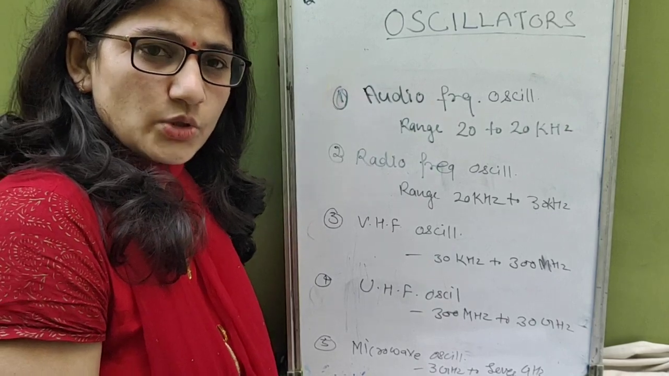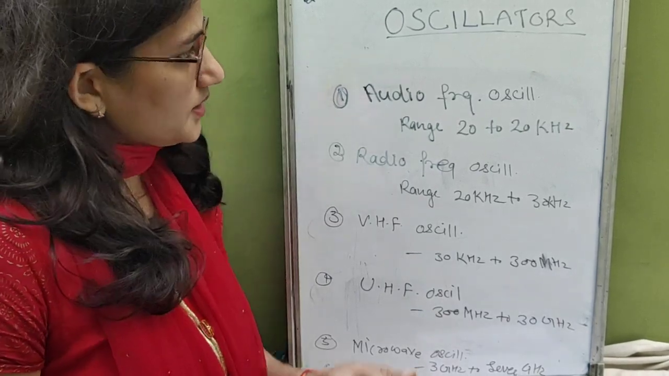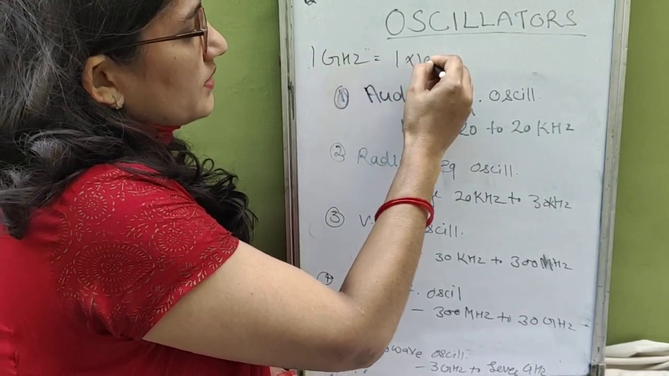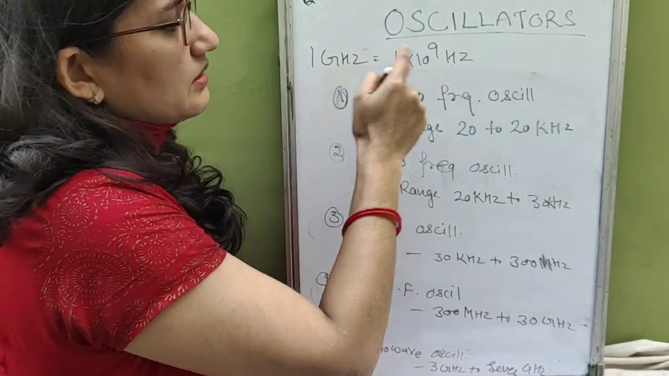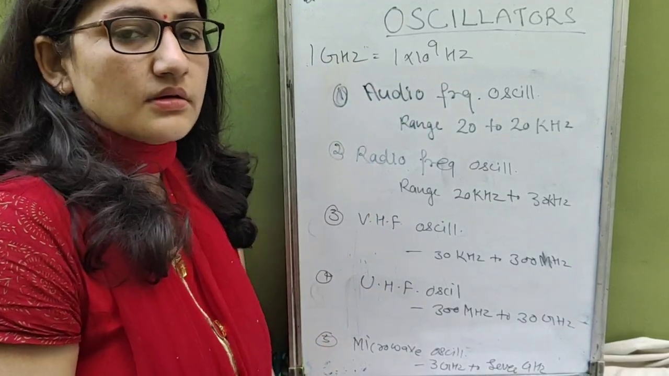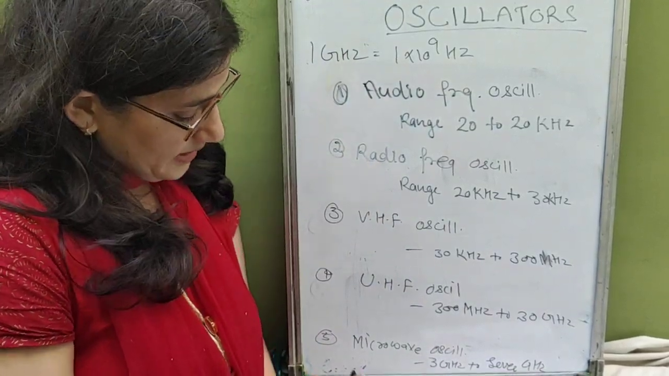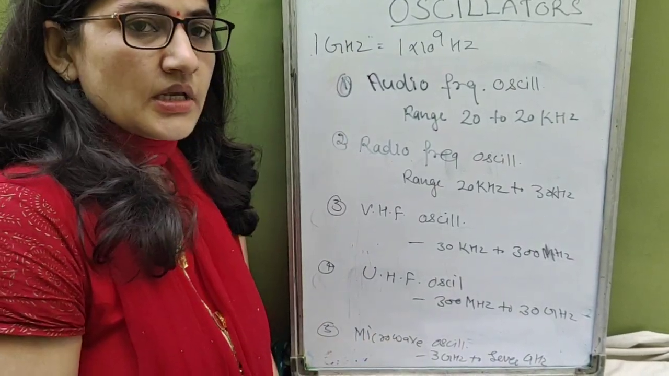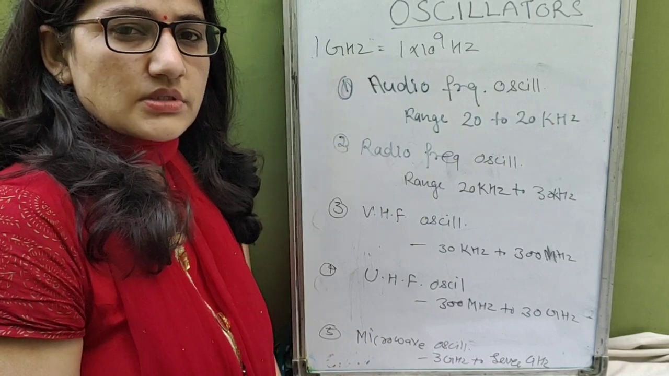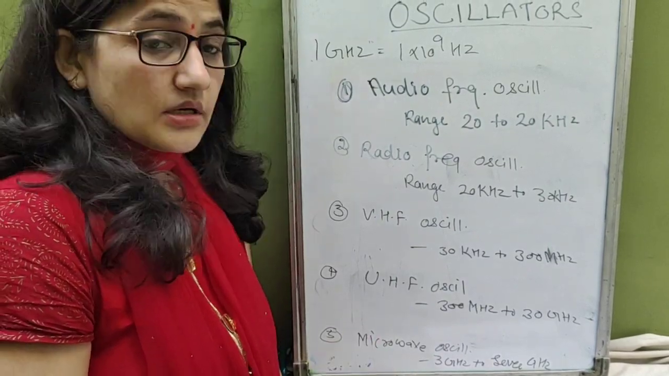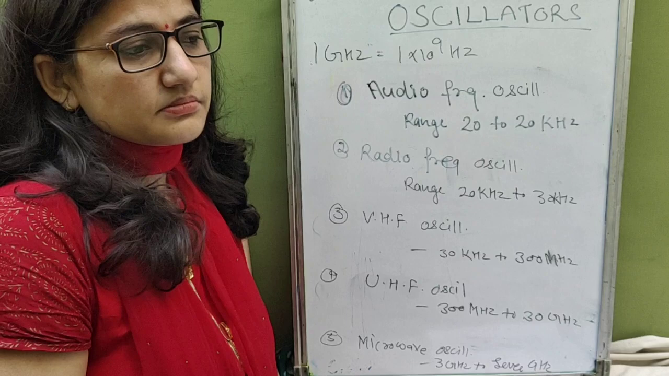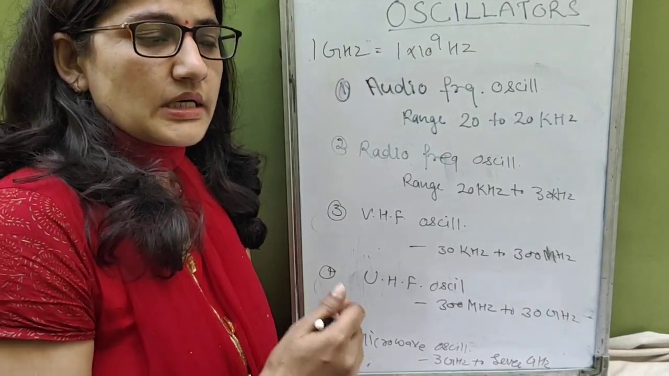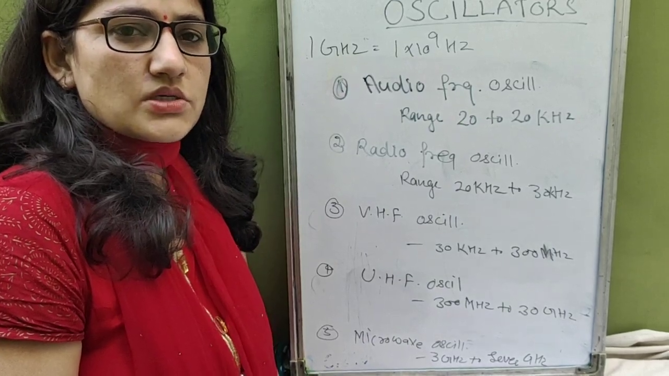You know what we mean by 1 gigahertz? 1 gigahertz is equal to 1 into 10 to the power 9 hertz. And our last category is microwave oscillators, which produce oscillation in the frequency range 3 gigahertz to several gigahertz. So these are the different categories of oscillators which we can divide on the basis of frequency range.